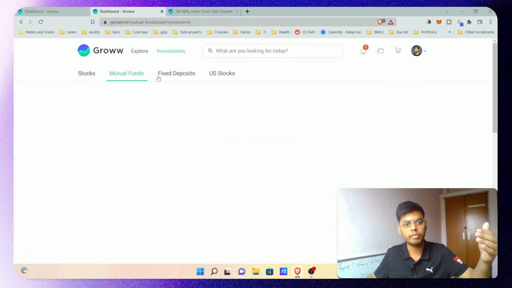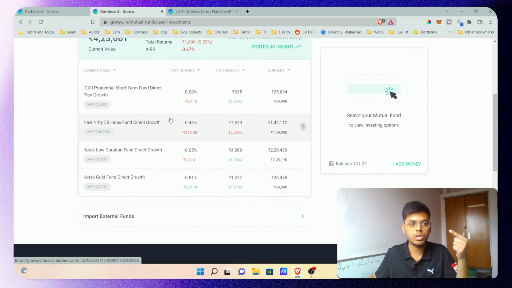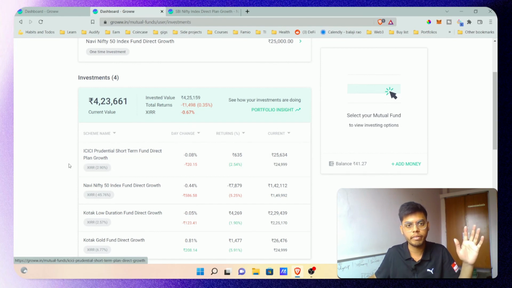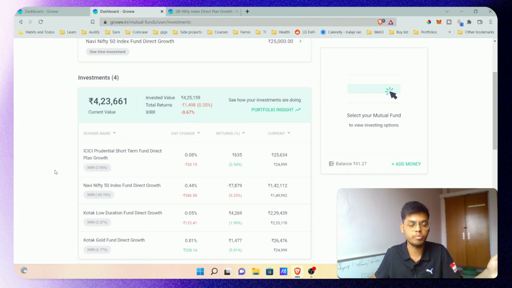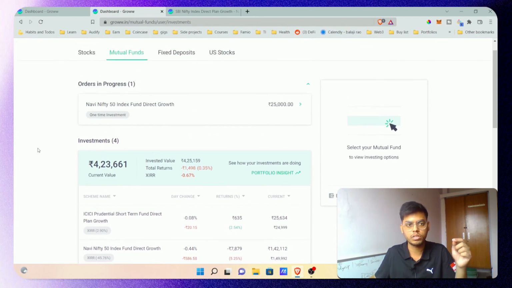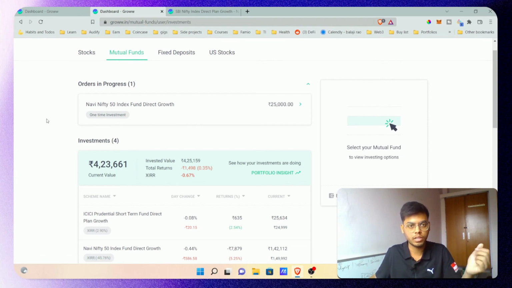You can go to investments and you will be able to see the mutual funds that you have bought on this page, right? So this is one in-progress order, and you will see all the other mutual funds here. This is one of my accounts where I make my investments. There are a couple more, but I basically invest in mutual funds through this account. So this is how you invest in a mutual fund. I've shown you live investing in a mutual fund, and that's it.